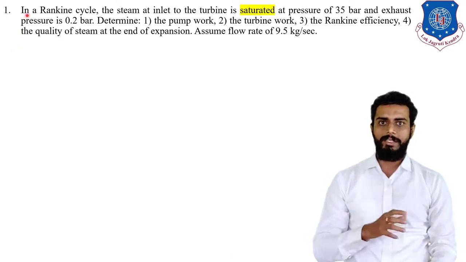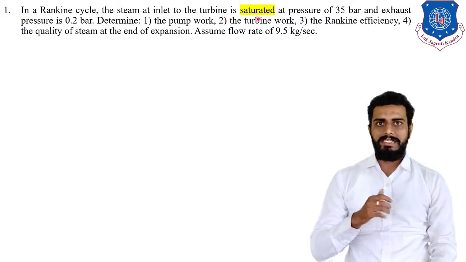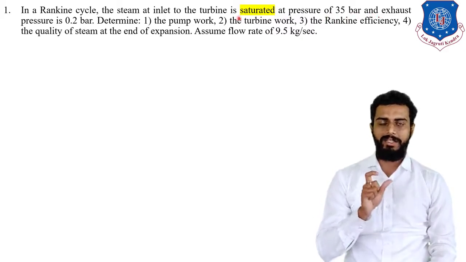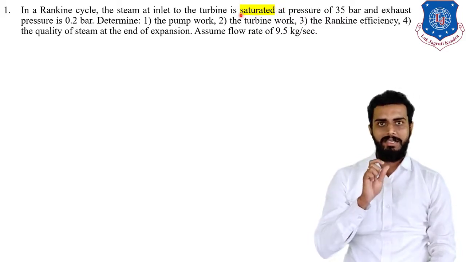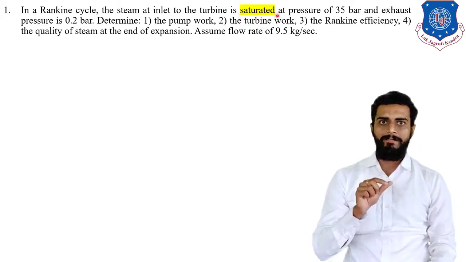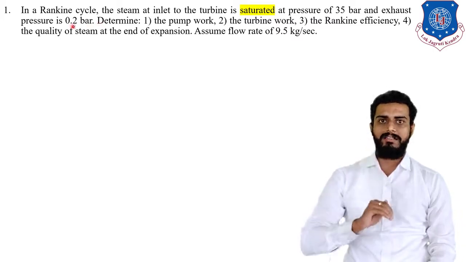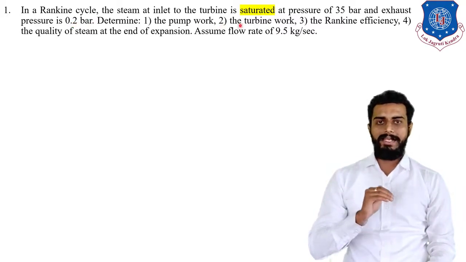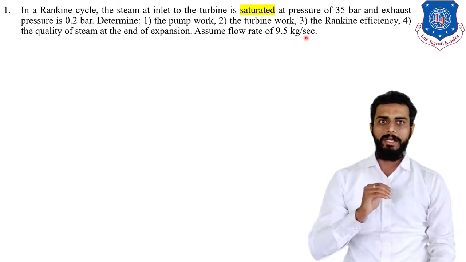As per the given data on the screen, in a Rankine cycle, the steam at inlet to the turbine is saturated at pressure of 35 bar. Here you can see I have highlighted the word saturated. That is the reason, because at the inlet of the turbine your condition of the steam is saturated, and the pressure is 35 bar and exhaust pressure is 0.2 bar. That is, from the outlet of the turbine the steam is having pressure of 0.2 bar. Now determine the pump work, turbine work and Rankine cycle efficiency and quality of the steam at the end of expansion. Assume mass flow rate of 9.5 kg per second.